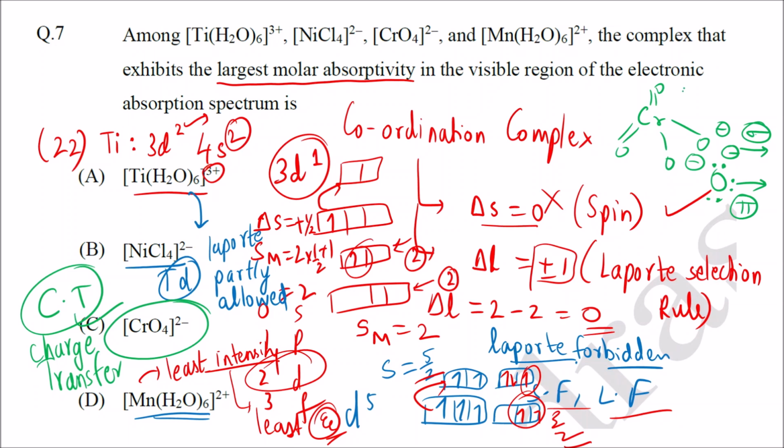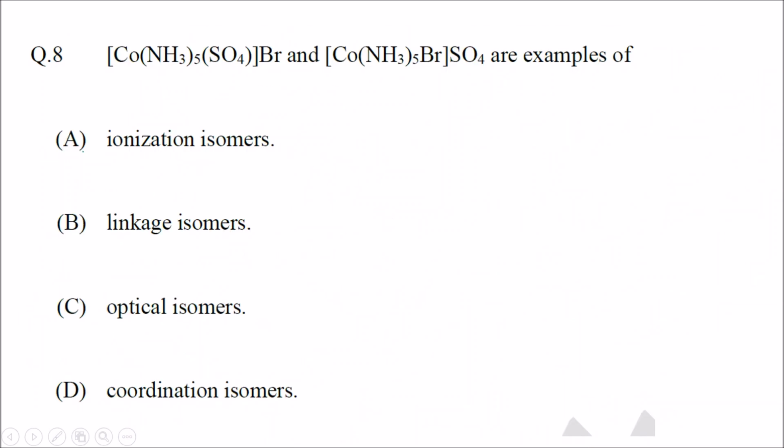So this is which type of charge transfer? Ligand is donating the electron density to the metal ion. So this is ligand to metal charge transfer. So the correct answer for this question is option C. Okay, next one, question 8.